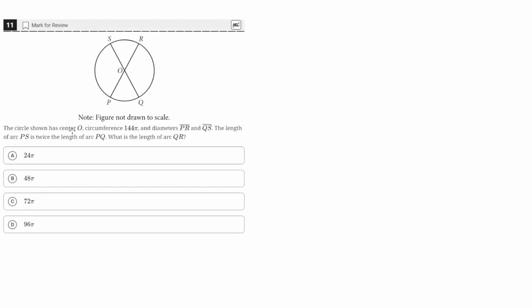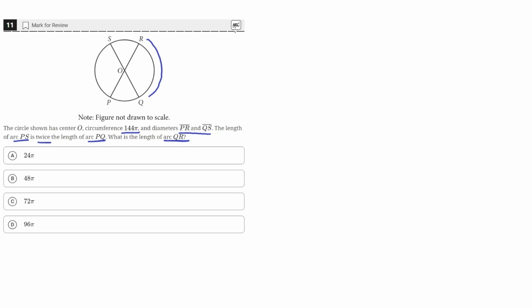The circle shown has center O, circumference 144 pi, and diameters PR and QS. The length of arc PS is twice the length of arc PQ. What is the length of arc QR? So we're given that the total circumference is 144 pi, that these two lines right here are diameters, and we're trying to find the length of arc QR, which is this arc right here, going from Q to R.